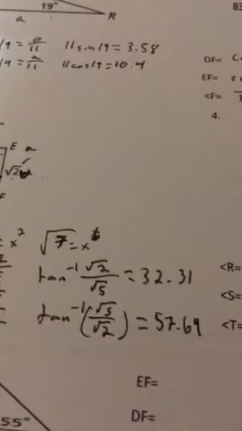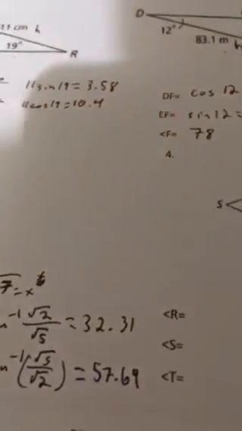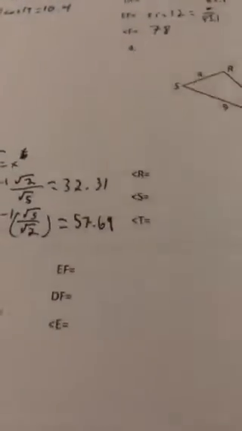32.31 plus 57.69 equals 90 degrees on the dot. So that's how we know that we were giving correct answers, because these two have to add up to 90 in a right triangle.